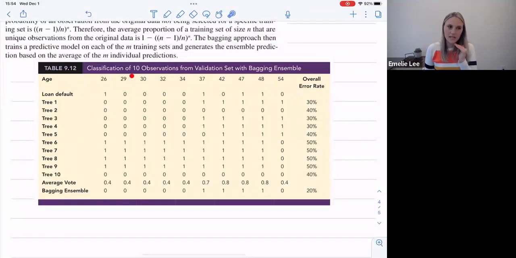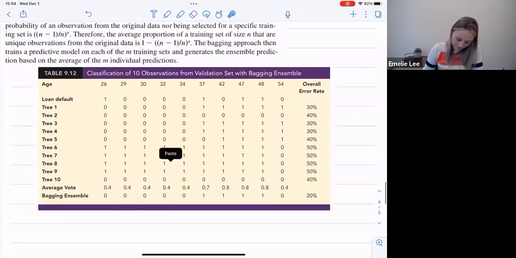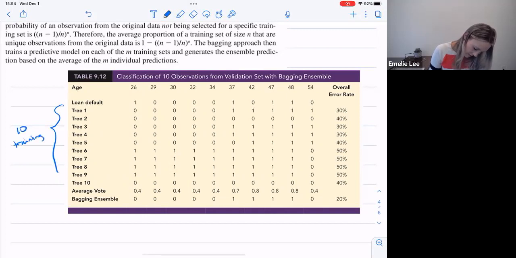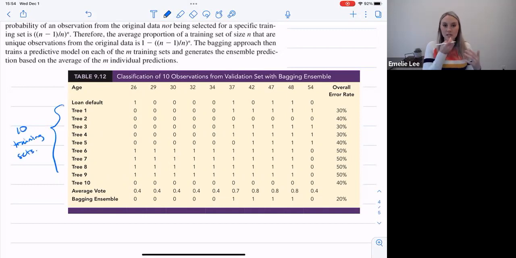So if we're doing classification and we're bagging, then let's say that we have 10 training sets, right? 10 randomly selected training sets with replacement. Okay, and so we've got their age, and then we've got their loan default information. And for tree number 1, it predicted 0, 0, 0, 0, 1, 1, 1. And we've recorded the overall error rate for each of these trees.